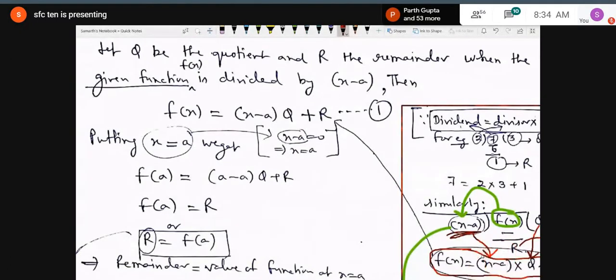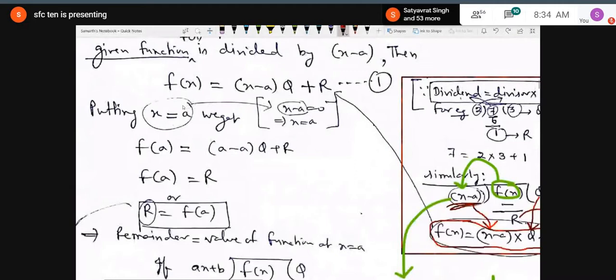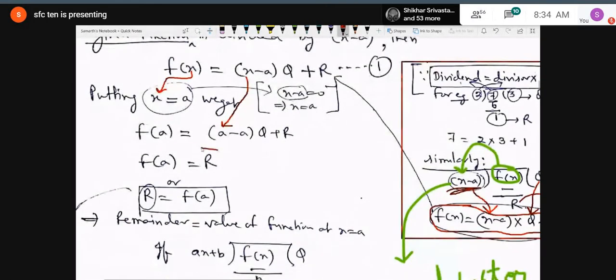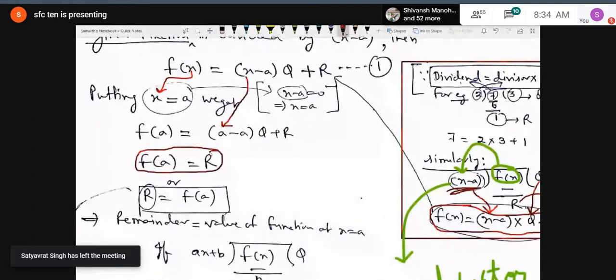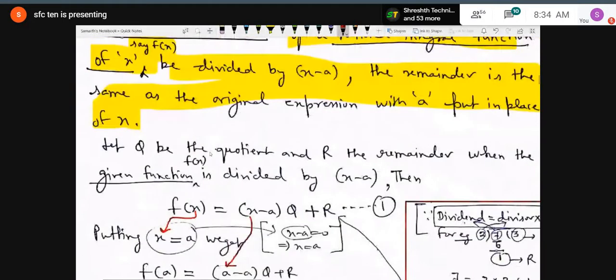And when you substitute this value of x as a in the given function f(x), in place of x you will write f(a). So on the right hand side also it will be (a minus a) into quotient plus remainder. In place of x you have written a. So a minus a is 0, and 0 into quotient will be 0. So f(a) is equal to r. That means the remainder is equal to the value of the function at x is equal to a. Remainder is equal to f(a).